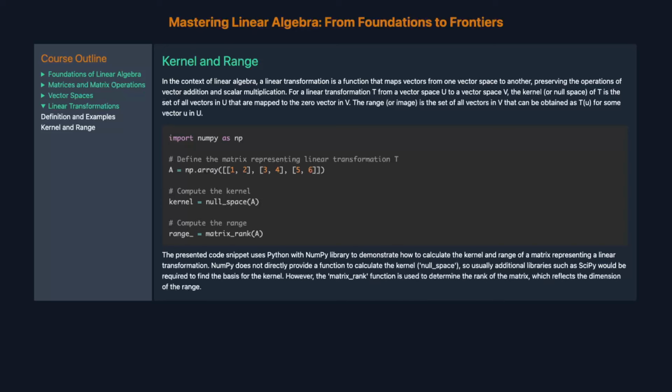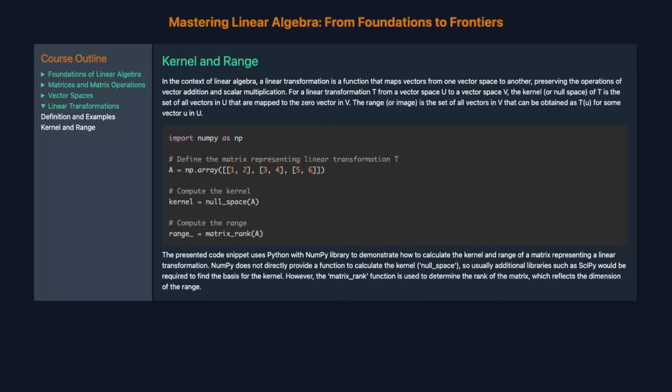The presented code snippet uses Python with the NumPy library to demonstrate how to calculate the kernel and range of a matrix representing a linear transformation. NumPy does not directly provide a function to calculate the kernel, or null space, so usually additional libraries such as SciPy would be required to find the basis for the kernel. However, the matrix rank function is used to determine the rank of the matrix, which reflects the dimension of the range.